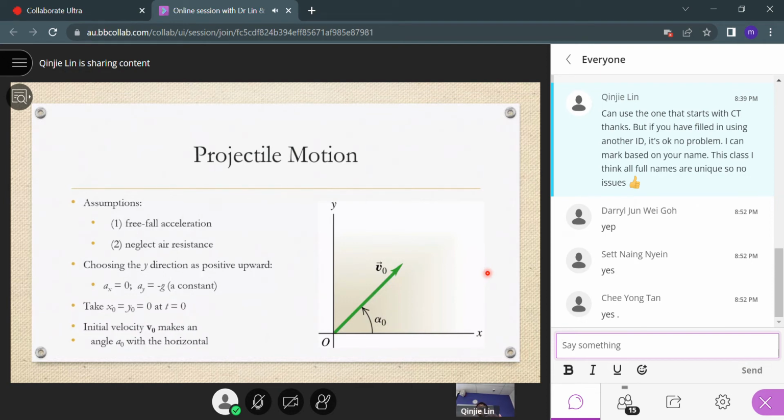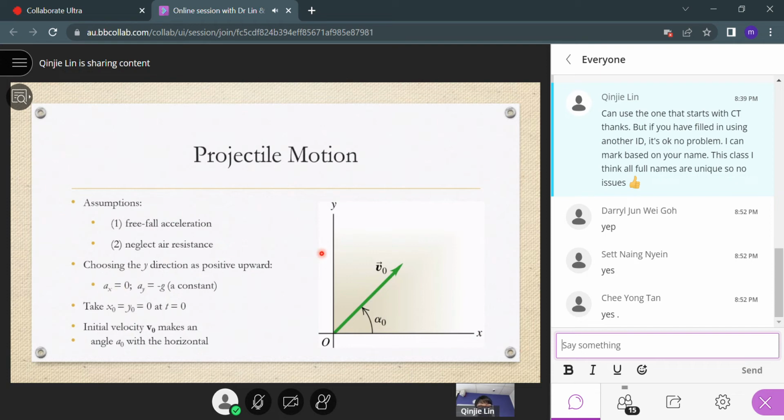That means if you were to isolate the x direction, let's say you throw something like that, and you isolate the x direction only, if the ball is moving like that and you imagine there is a projection of the ball along the x direction, this x direction will always be moving at the same speed until we hit something and stop, of course. So that is what we meant by x acceleration equals 0. It's not speeding up or slowing down.